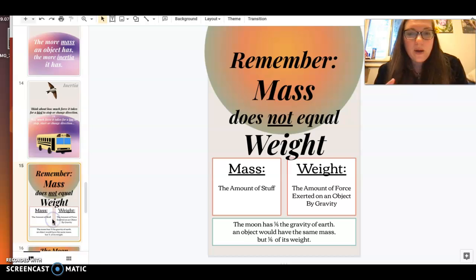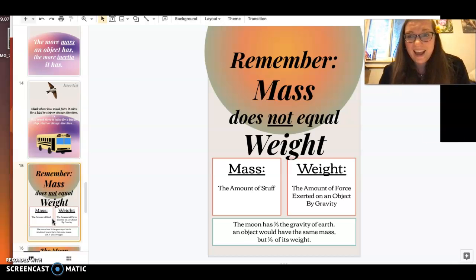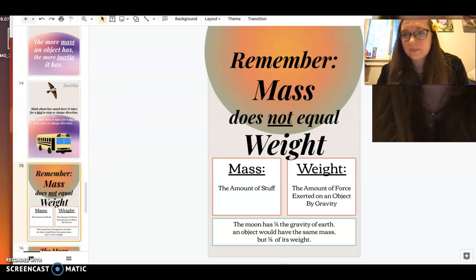So notice we're distinguishing between mass and weight here. They're not the same thing. Mass is just the amount of stuff that's there. So like, how big is the bus?